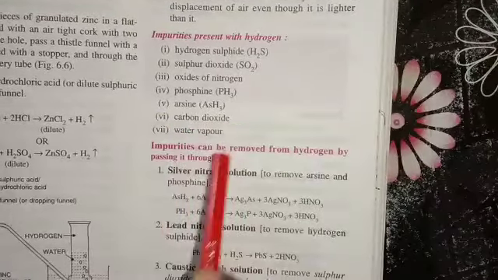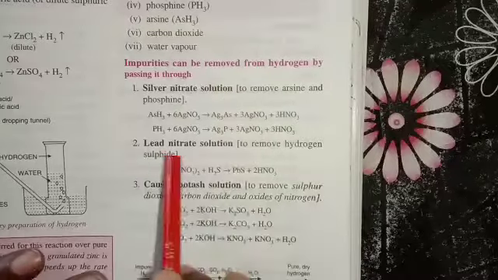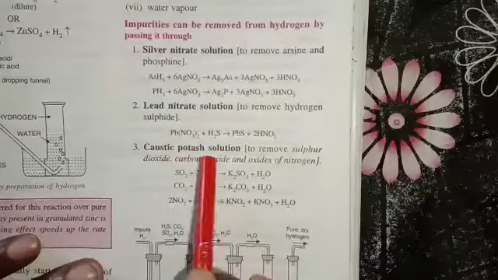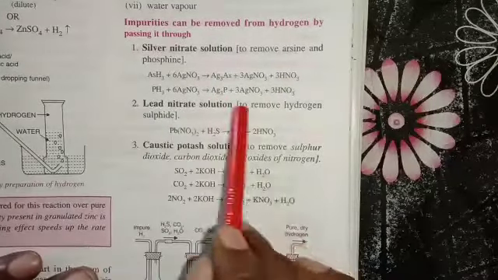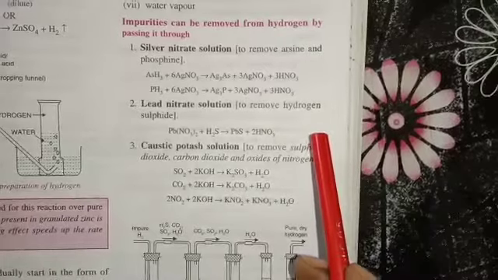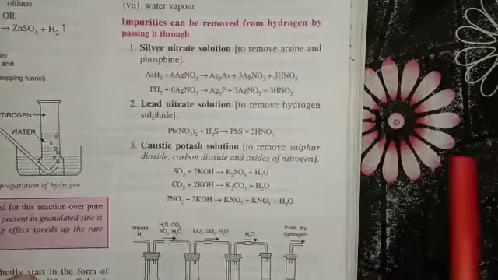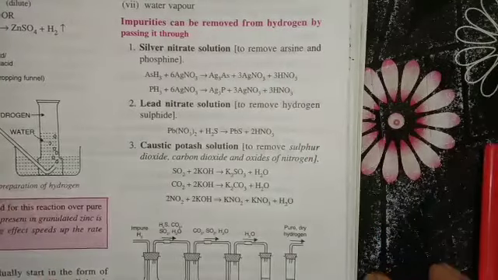Water vapor, H2O. Impurities can be removed from hydrogen by passing it through silver nitrate solution or lead nitrate solution or caustic potash solution. You have the reaction given. You have to thoroughly practice at home. Okay. Thank you for today's class. Next day I will do more of this chapter.